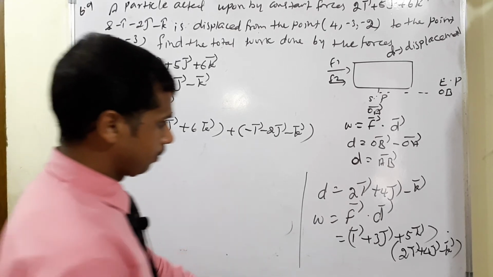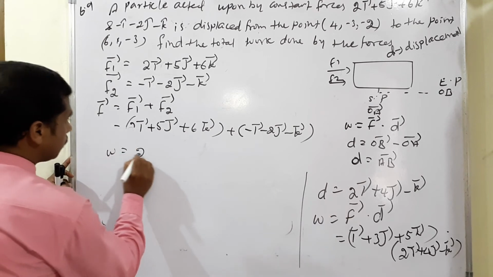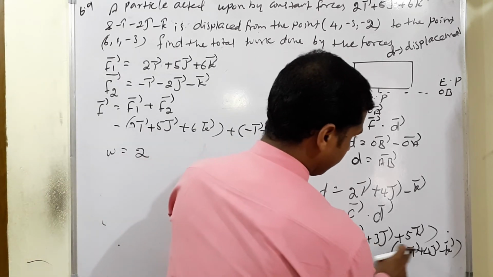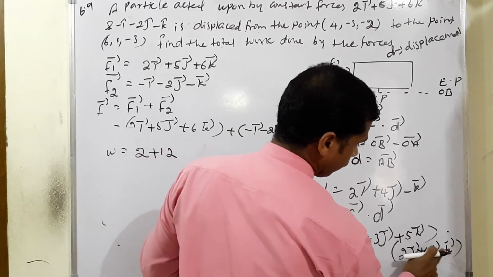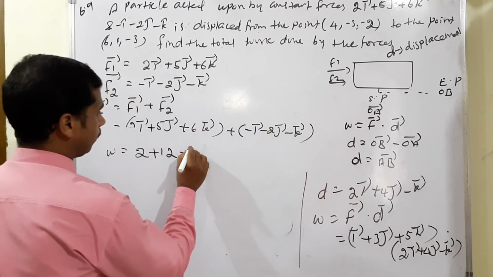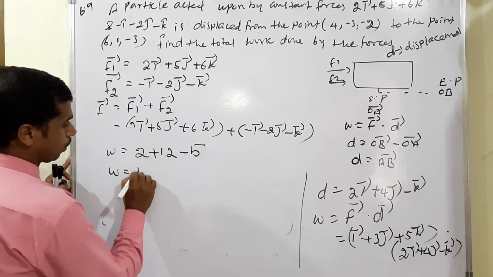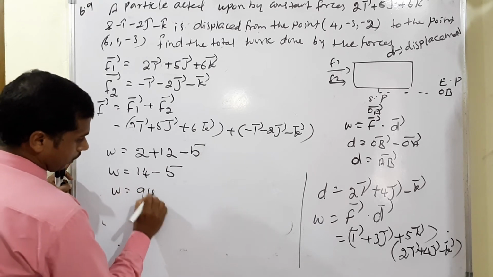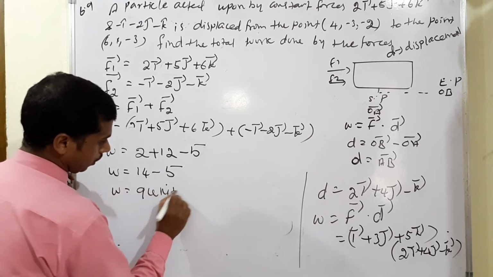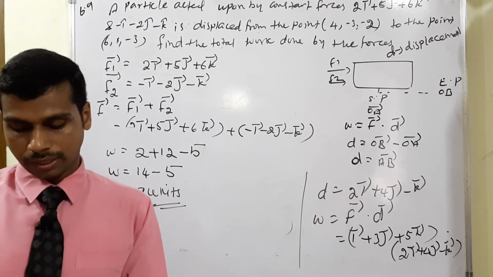What is the answer? For the i vector, 1 into 2 means positive 2, plus 3 into 4 means positive 12. Last, 5 into minus 1, so minus 5 will come. Therefore, W is equal to 2 plus 12, which is 14, minus 5. Therefore, W is equal to 9 units. This is the work done, and this is the answer for example 6.9. I will continue with the next example.